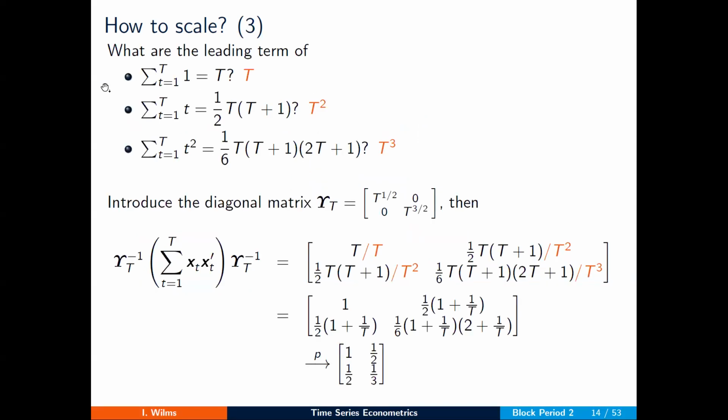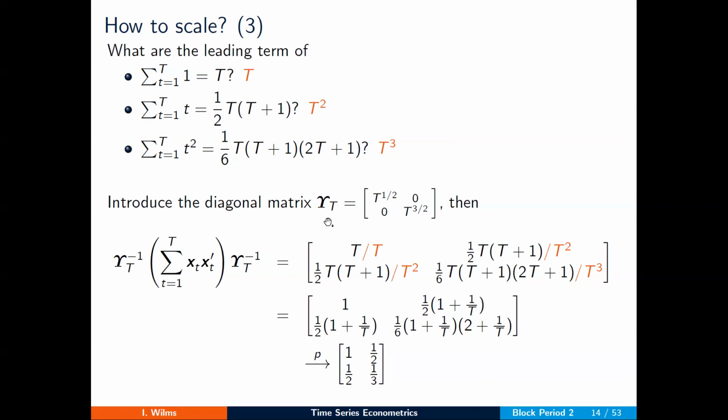Now, what is this different approach? Well, we will determine the leading term of each entry separately. Remember, the first entry had t as leading term. The sum in t had t squared as leading term. And the last entry had t to the power 3, or t cubed, as leading term.